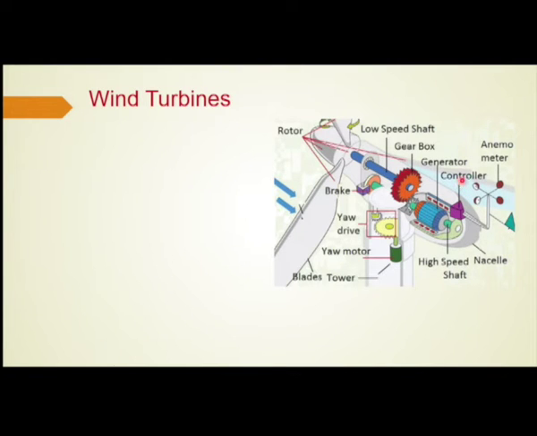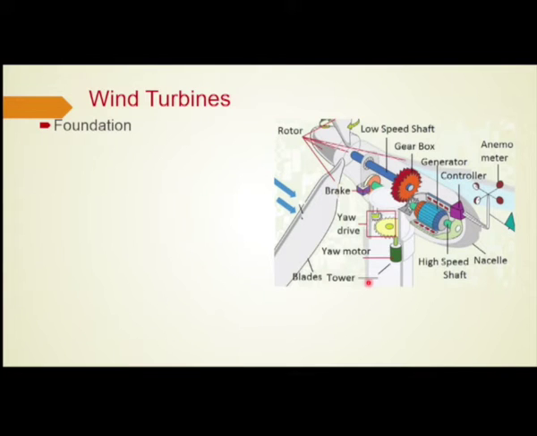It controls the motion of the blades also. We have a yaw motor, yaw drive, and brakes as well, so that we get optimum or maximum efficiency from the wind energy generated. To measure the wind power, an anemometer is also used, and this structure is called the nacelle. So a wind turbine consists of these equipments inside it to convert the wind energy into electrical energy.